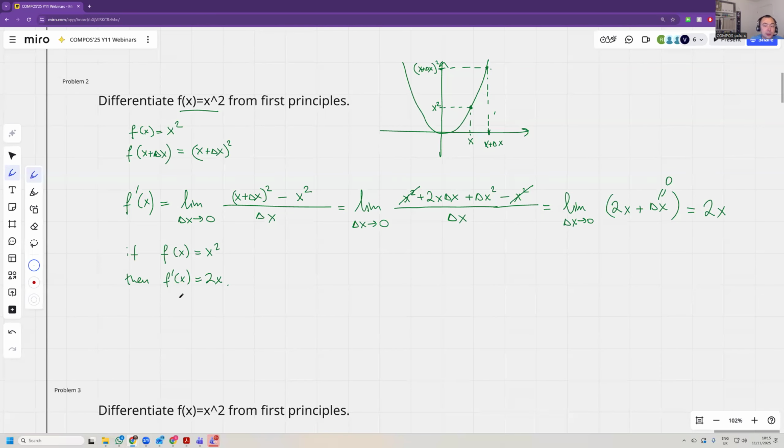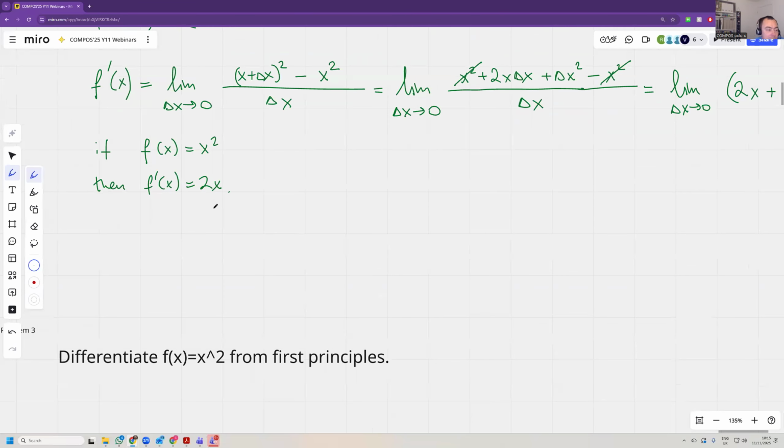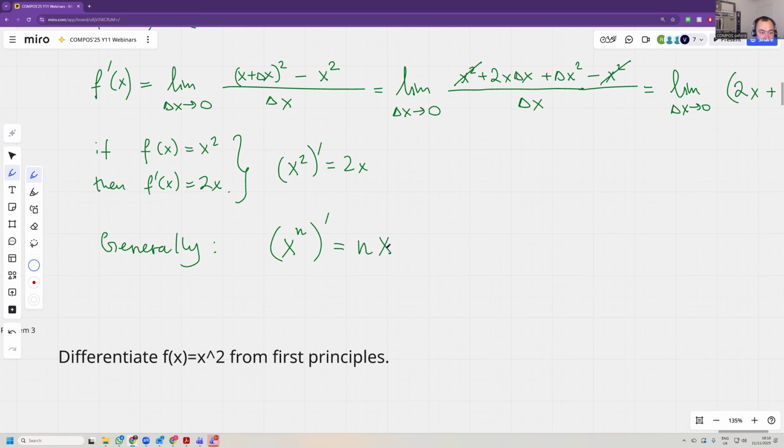And as a general rule, this could be written simply as x squared dash is 2x. Generally, x to the power n dash, x to any power, is equal to n multiplied by x to the power n minus 1.